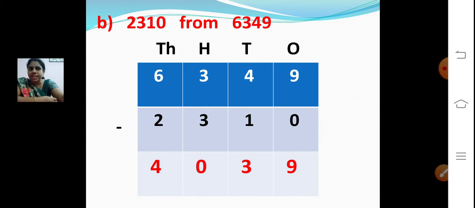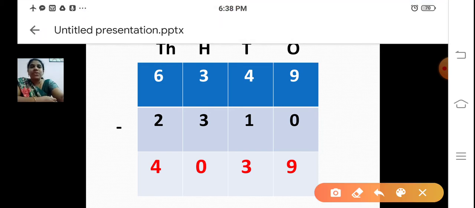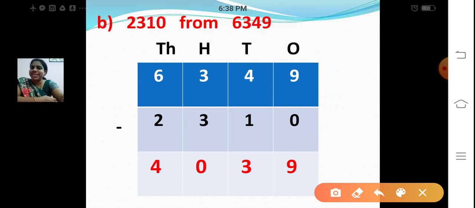9 in the ones place, 4 in the tens place, 3 in the hundreds place, and 6 in the thousands place. Take the second number 2310. 0 in the ones place, 1 in the tens place, 3 in the hundreds place, and 2 in the thousands place. Let's subtract these two numbers now.